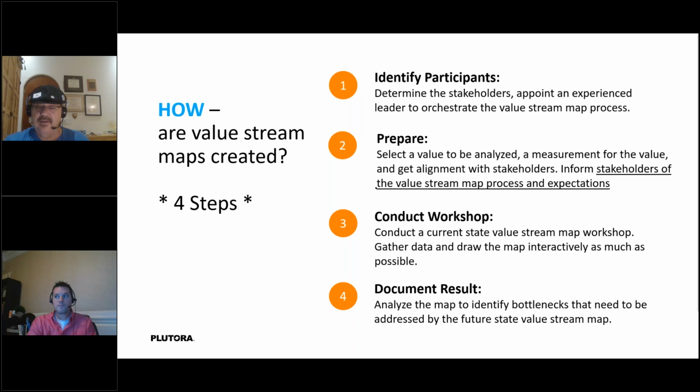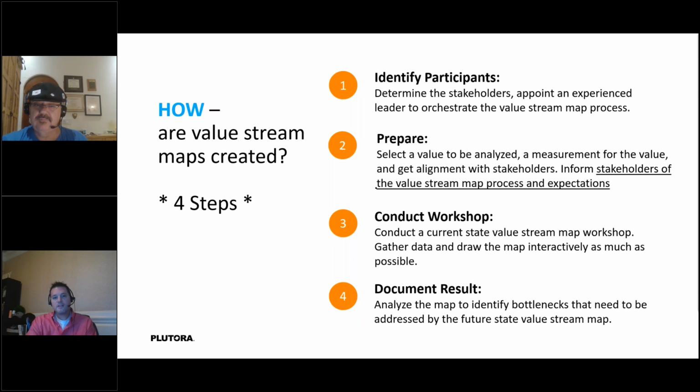And finally, once you have all the data, which usually occurs a little bit later, because some of that data might have been missing in the workshop, the orchestrator of the work can document the result and come back together and get a consensus on what it looks like.